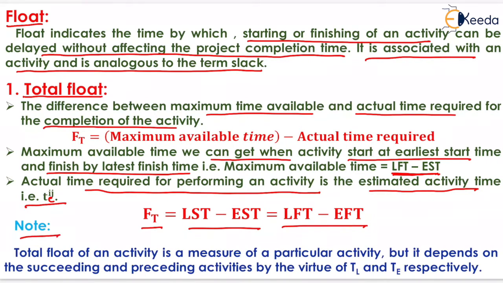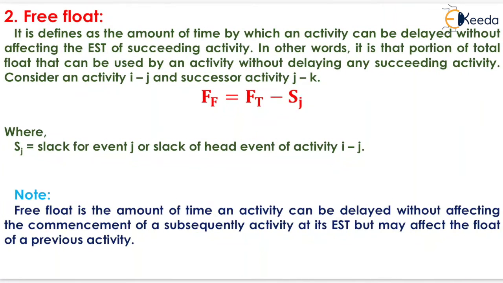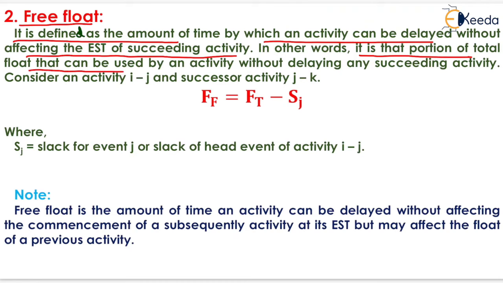Now one note is written here that total float of an activity is a measure of a particular activity, but it depends on the succeeding and preceding activities by virtue of TL and TE respectively. Now the next one will be the free float. It is defined as the amount of time by which an activity can be delayed without affecting the EST of succeeding activity. In other words, it is that portion of total float that can be used by an activity without delaying any succeeding activity. Now free float will be equal to total float minus slack of jth event.